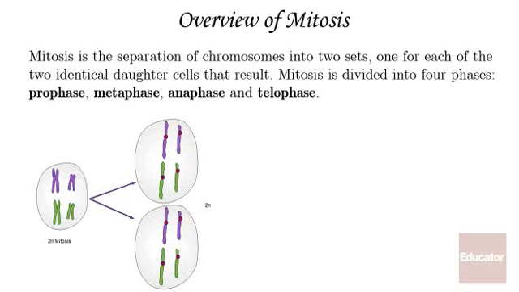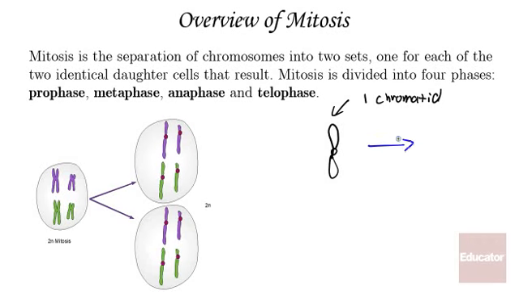Let's begin with just an overview. Mitosis is a separation of chromosomes into two sets, one for each of the two identical daughter cells that result. And it's important to understand chromosome structure, so if you need a review on that, that's covered in the cell cycle lecture. But just briefly, prior to the S phase, let's say the cell is in G1. The chromosome will exist in such a way that it has only a single chromatid.